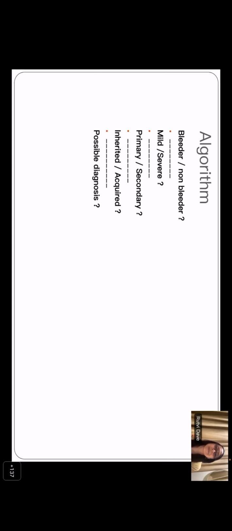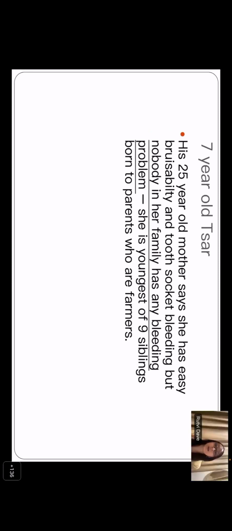So, what is your possible diagnosis based on the history? Hemophilia A, B, von Willebrand disease type 3. Okay, very fine. So, maybe hemophilia A or B, as many of you told me. So, what is the mode of inheritance for hemophilia A or B? X-linked recessive. Very good.